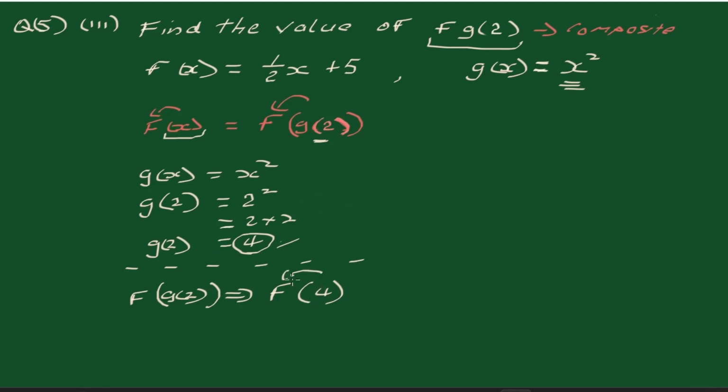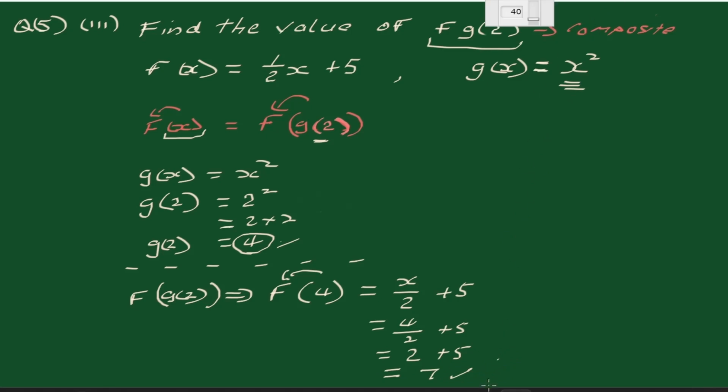We go back to the function f, and the function f is a half x, or it could be written as x over 2 plus 5. Now into the function f, which is this function here, we're going to input 4. So anywhere we see an x, we're going to replace it with a 4. So it's 4 over 2 plus 5. 4 over 2, 2 into 4 is 2, plus 5 equals 7. And this here is our answer.